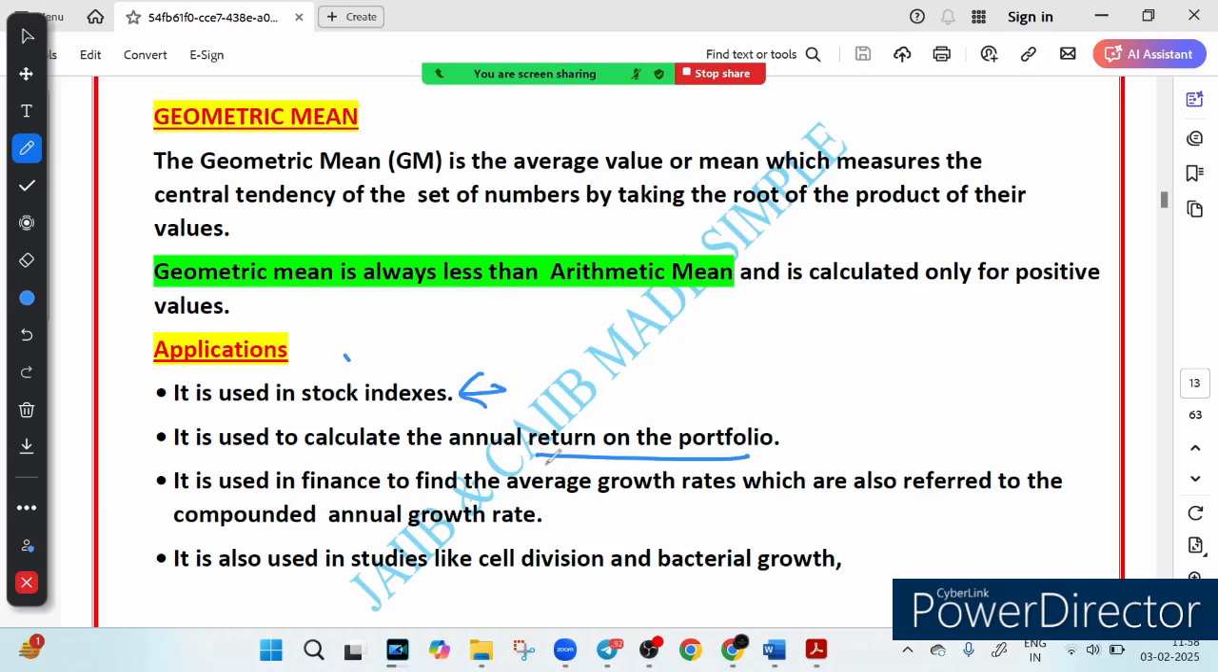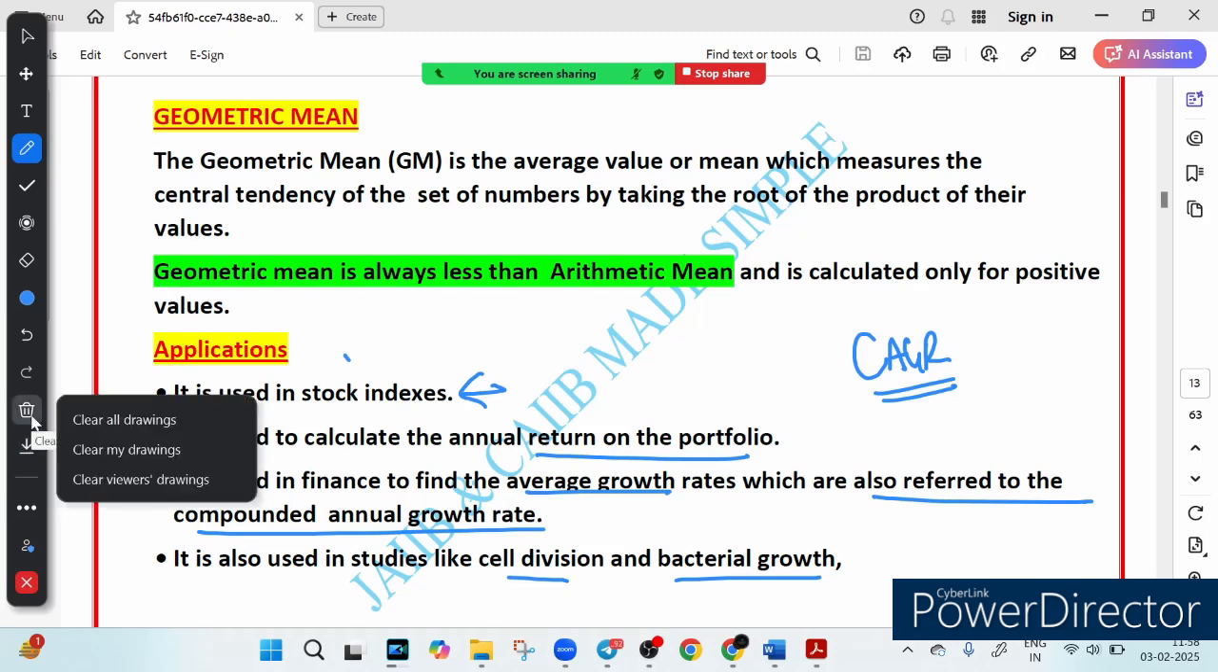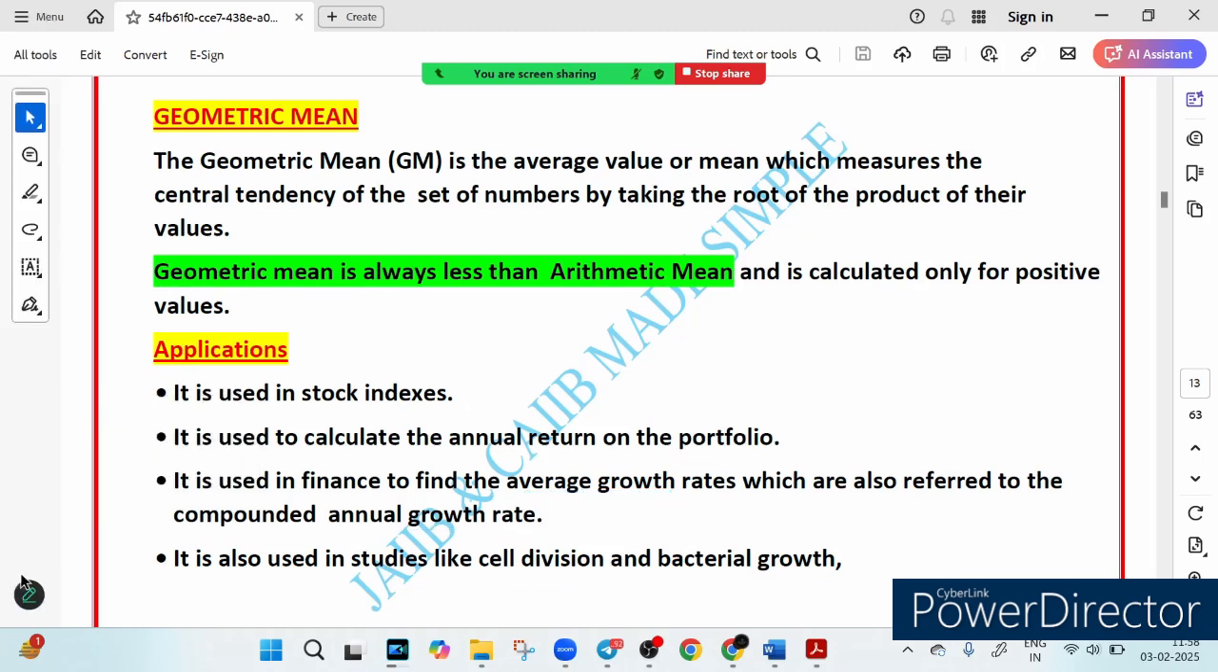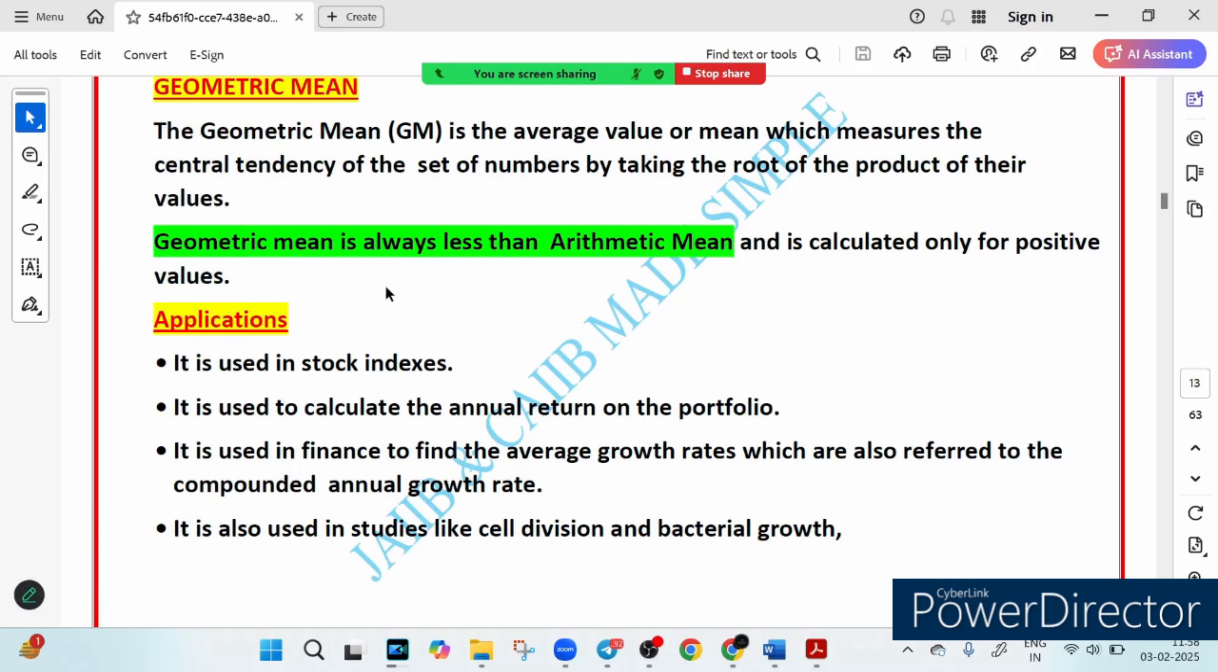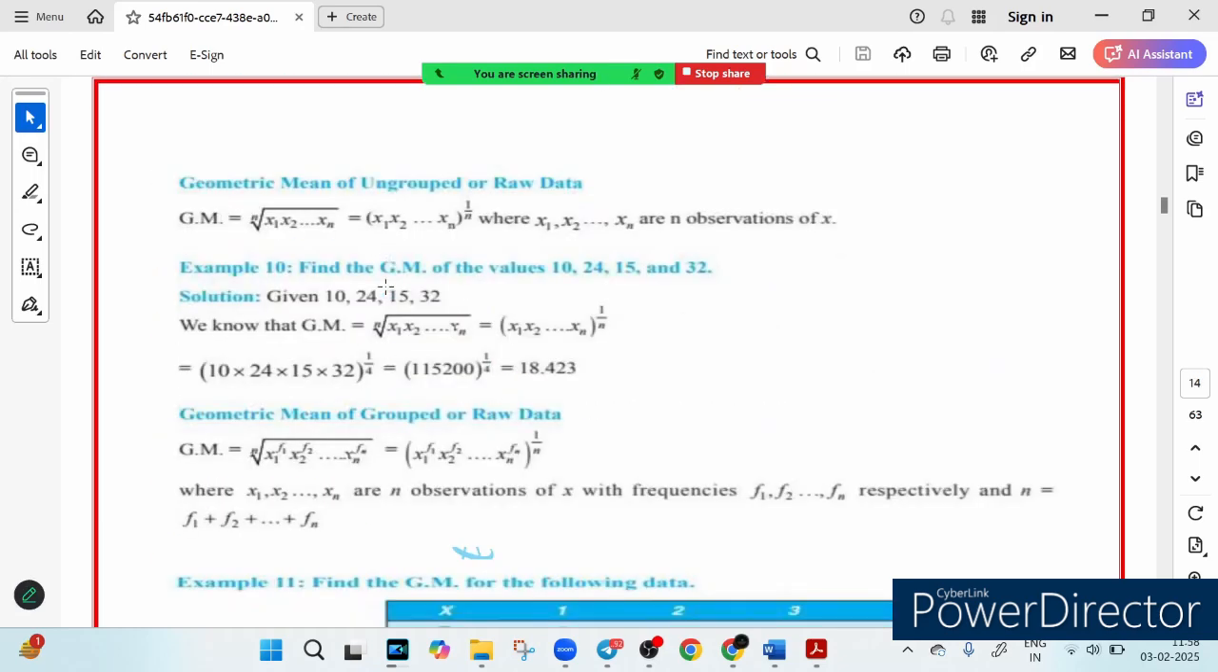It is used in finance to find the average growth rate, which is also referred to as the compounded annual growth rate. You might have heard of this, CAGR. So in finance, the geometric mean is used to calculate CAGR. It is used in studies like cell division and bacterial growth. So stock indices, annual return, CAGR, cell division and bacterial growth: these are the places where the geometric mean is used. Furthermore, you can see some more applications here.